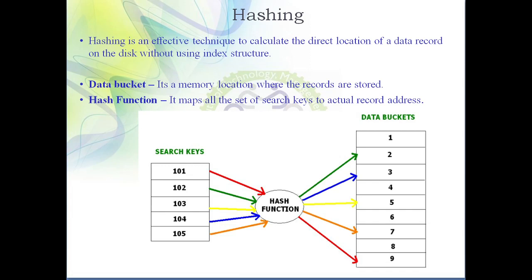In case of indexing, first of all you need to search the index file, and then you can jump to the actual record. But in case of hashing, you directly jump to the location where your record is present. So this is hashing: a technique to visit the location of data directly, without using an index structure.